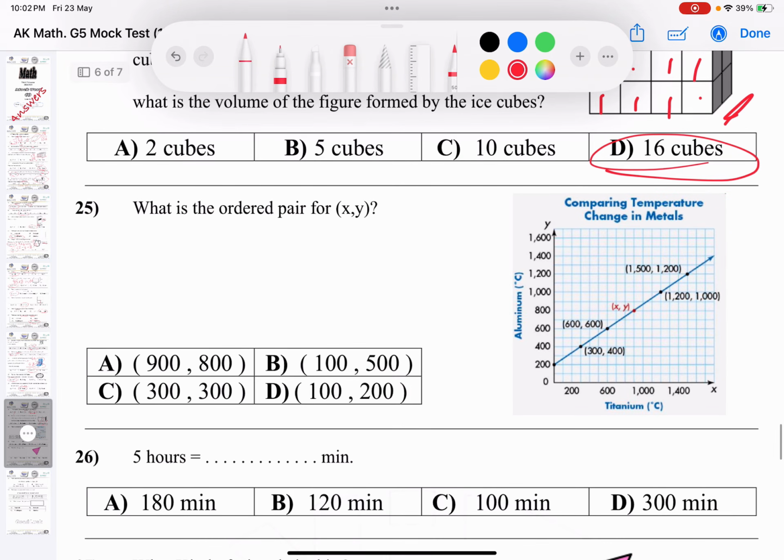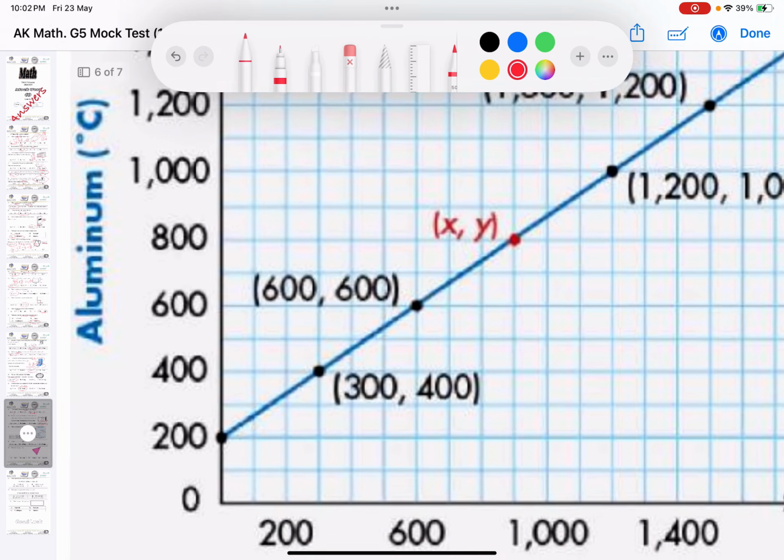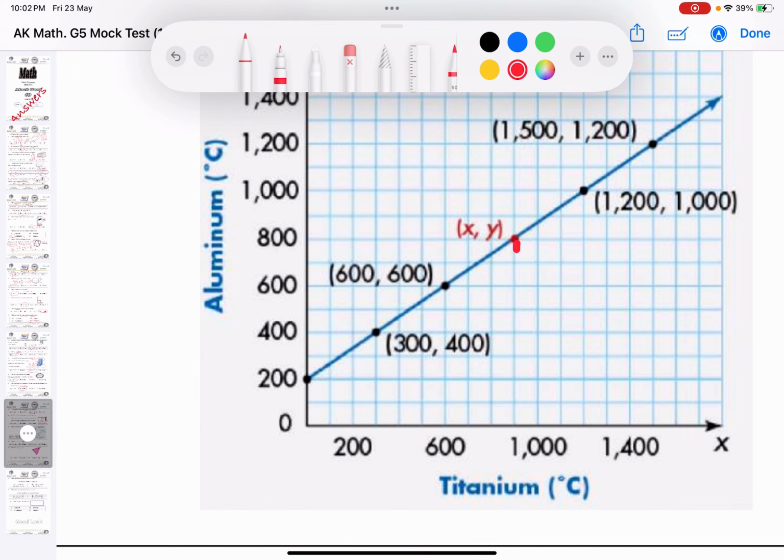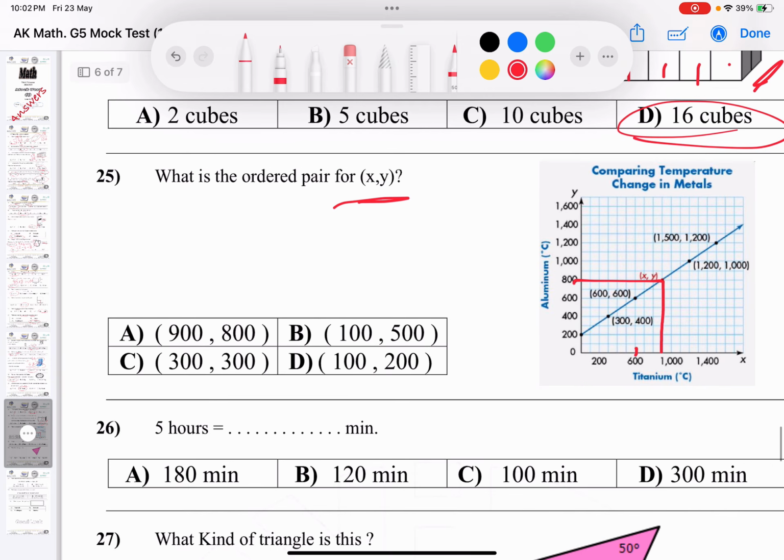Now what is the ordered pair for x and y? This is x and y. And we have here x is just before 1,000. So we have here 600, 700, 800, 900. And y is 800, so it will be 900, 800.